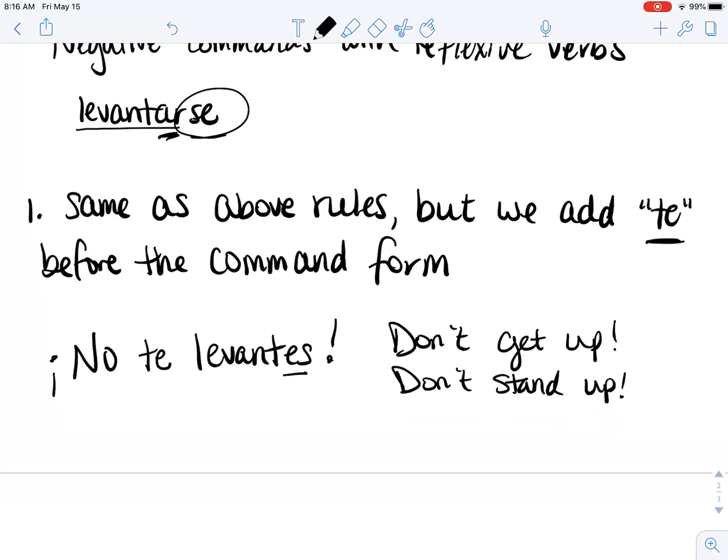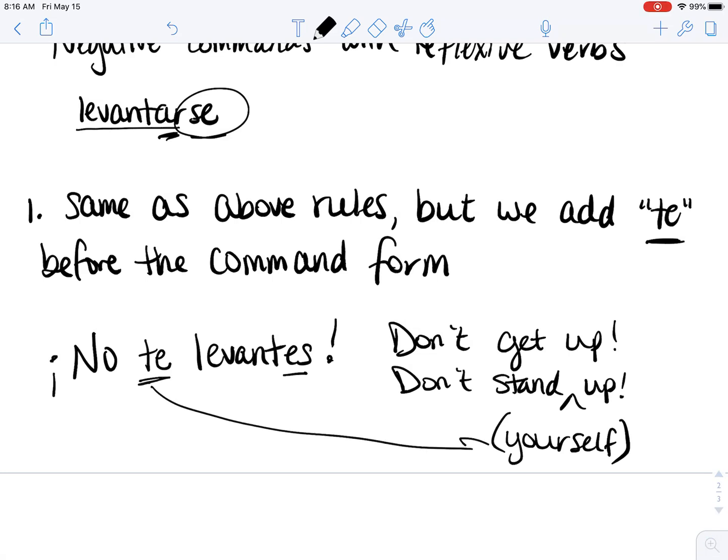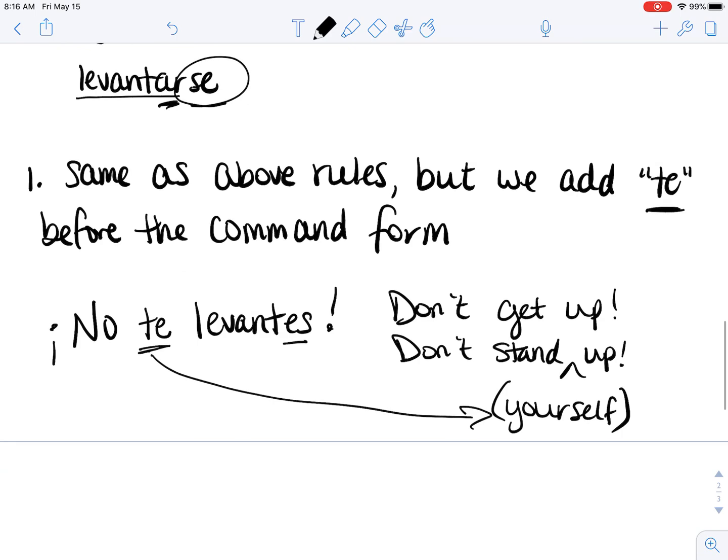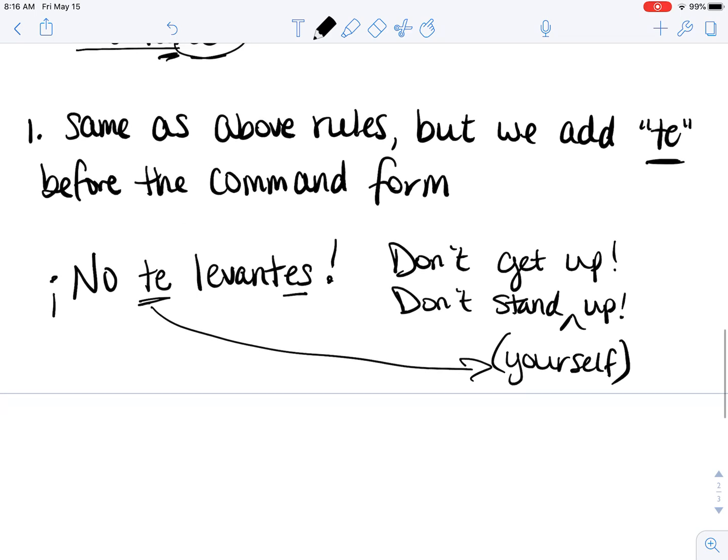Again, technically, here we're saying don't get yourself up or don't stand yourself up. This te is the yourself part. But in English, we don't typically say that straight out. We kind of just know that, don't get up. We know we're talking about getting yourself up. It's kind of understood. Whereas in Spanish, we need to have that te.